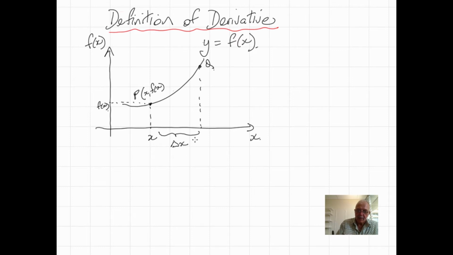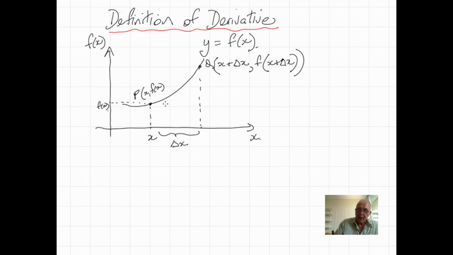So what I'm indicating here is that delta x is just a small increment of x. So Q would have the coordinate where the x value would be just x plus delta x. Now when we substitute the x value into the function, we get the y value. So it will be f of x plus delta x will be the y value. Okay, so there are my two values.